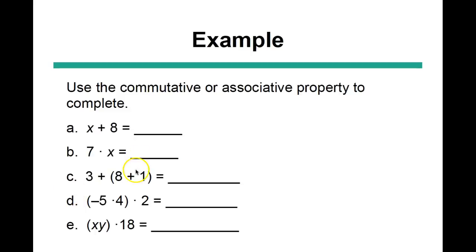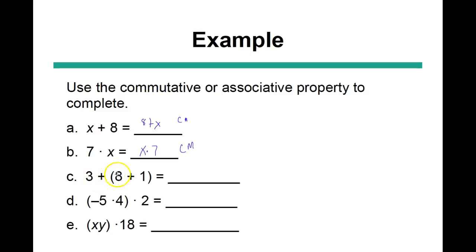Alright, so if we get some practice in, we want to use either the commutative or associative property to complete this. So we know that x plus 8 will be the same thing as 8 plus x. And we know that 7 times x will be the same thing as x times 7. In this case, we're using the commutative property of addition, whereas here we're using the commutative property of multiplication.